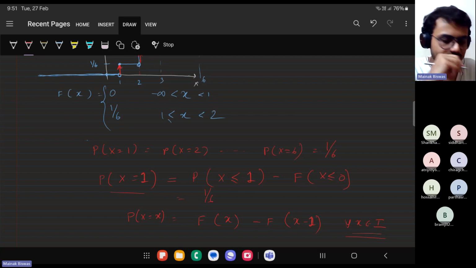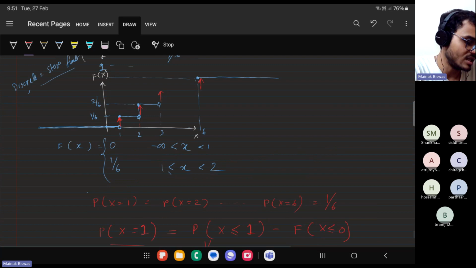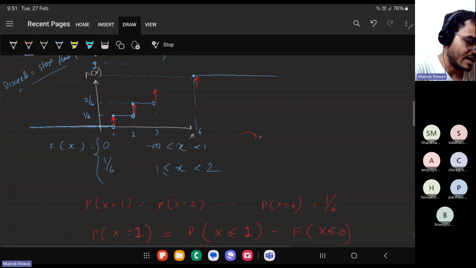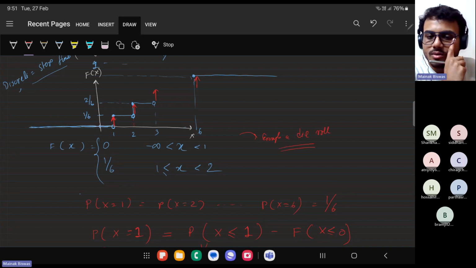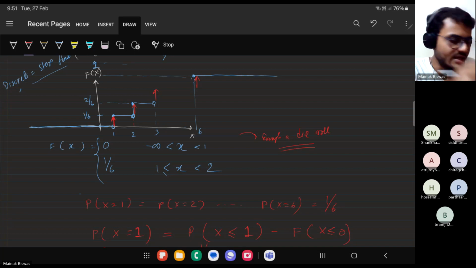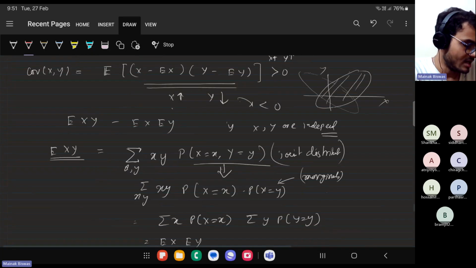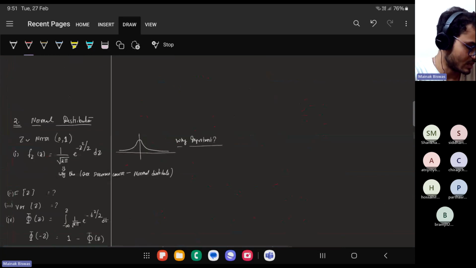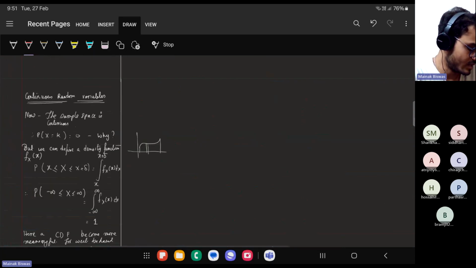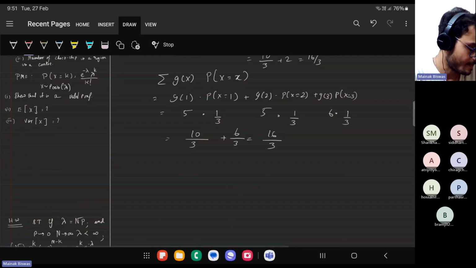Is this clear, everyone? So I asked you what is this? This is an example of a die roll. So isn't it? 1, 2, 3, 4, 5, 6 all can occur with 1 by 6 probability. That's the idea. Okay. I guess that's clear. Finally, let's complete today's session with what is known as a Poisson distribution. And then we can do continuous distributions next day.